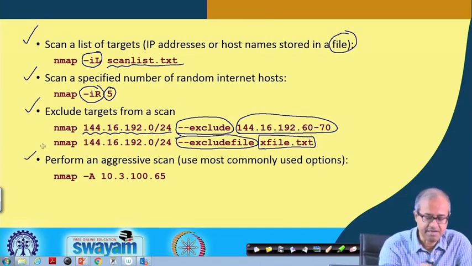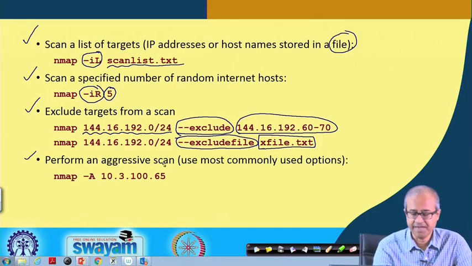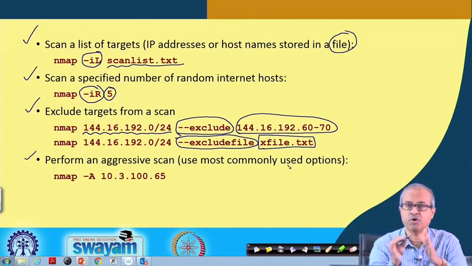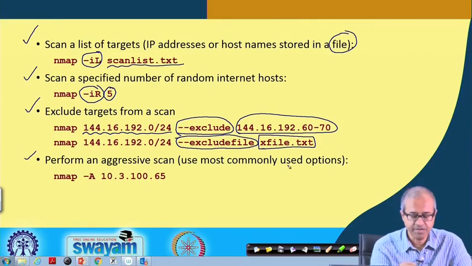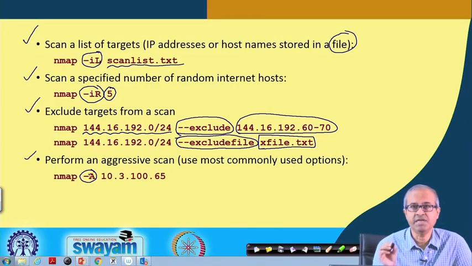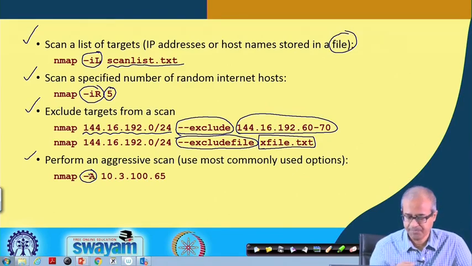And lastly, perform an aggressive scan. Aggressive scan means the most commonly used options that are used by typical hackers. Use only those options, do not use all, because all will naturally take more time. If you give this -A option, this is aggressive, it only uses the aggressive options for scanning, which most of the time will give you the intended information.